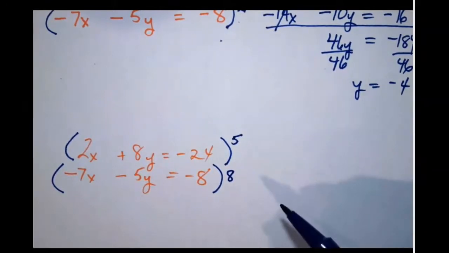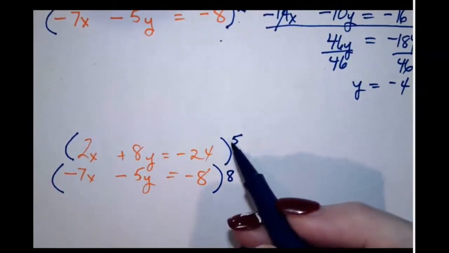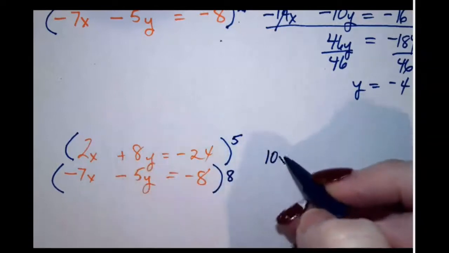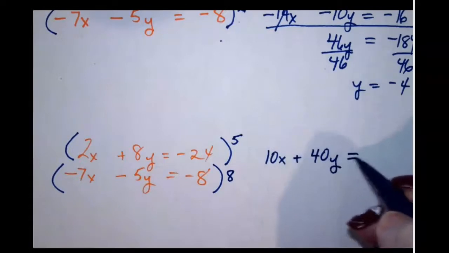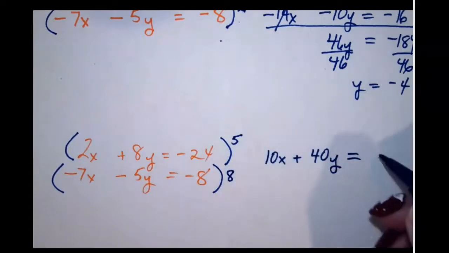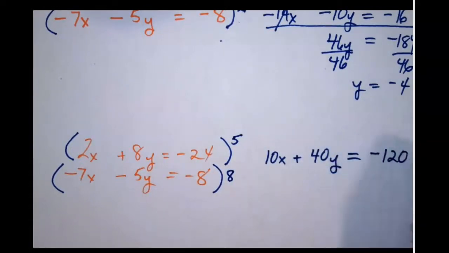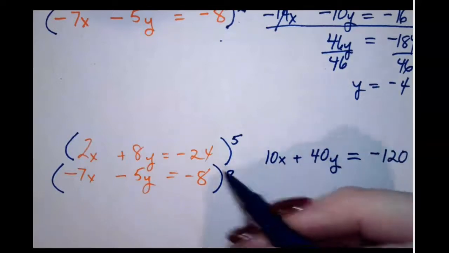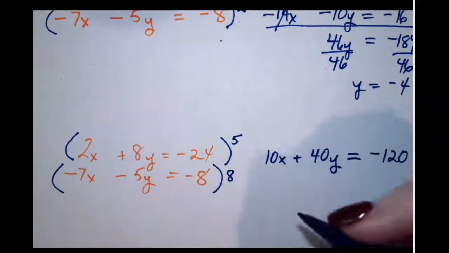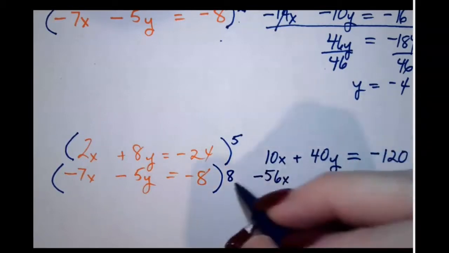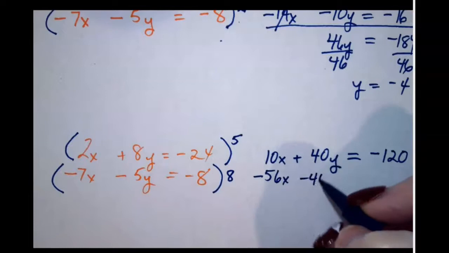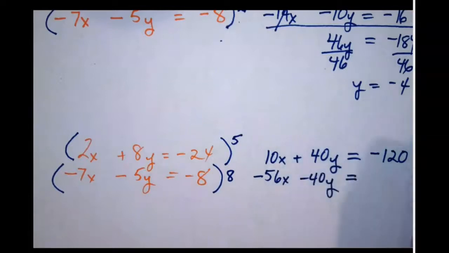All right, so let's start working. 5 times 2 is 10x. 5 times 8 is 40y. 5 times negative 24, negative 120. Now I'm going to do by 8. 8 times negative 7, negative 56x minus 40y equals negative 64.